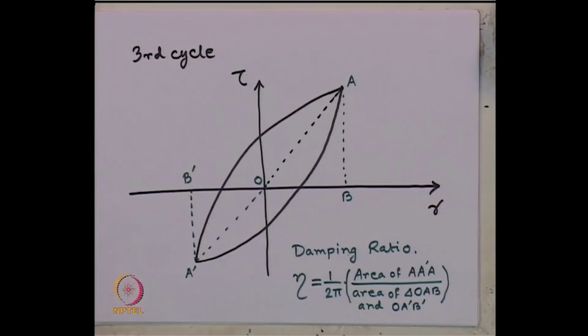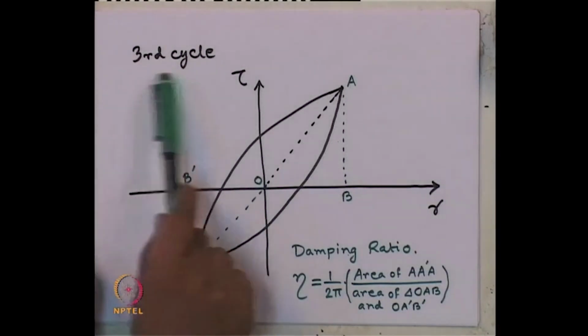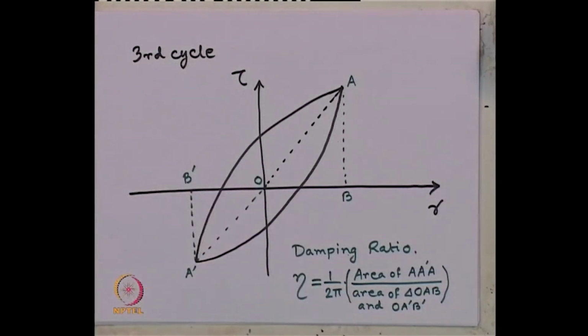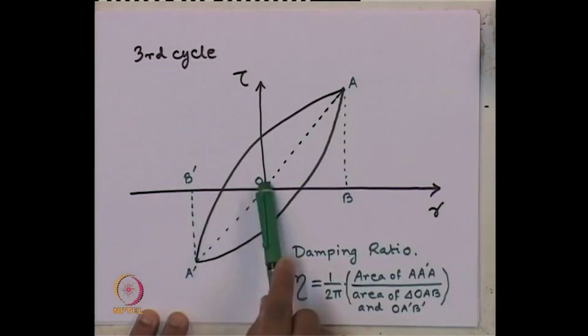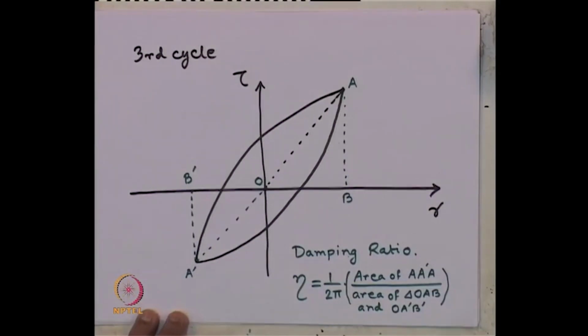How to obtain the G value that we have seen? This is the way we compute the damping ratio for representative cycle, which is mostly taken as the third cycle of loading. 1 by 2 pi area of this loop divided by area of this triangle and area of this triangle. Okay.